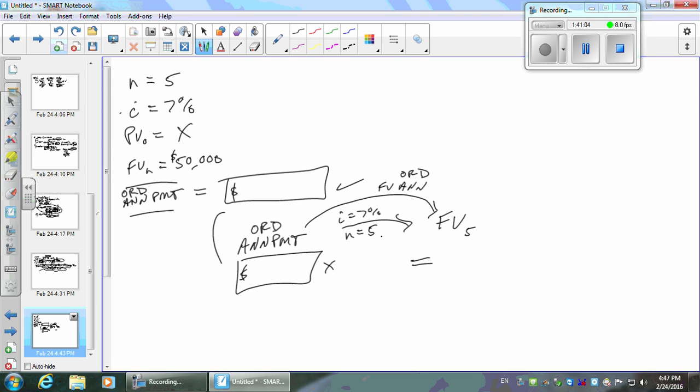What I can do is I can put that 50,000 that I know in here. So I'm writing down everything I know. Does that make sense? I got my 50,000 here, I got my 7% and my 5. Now I'm going to use a table.